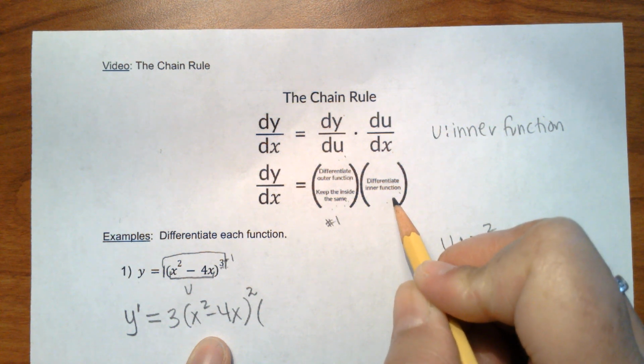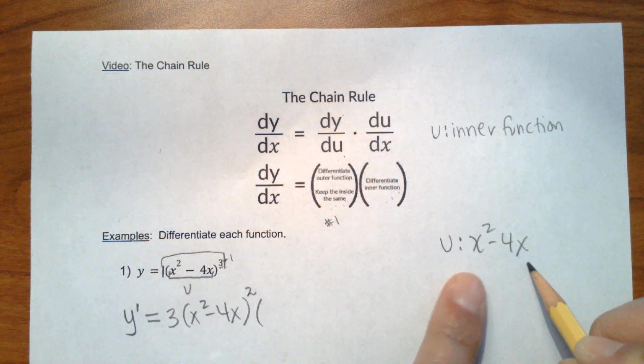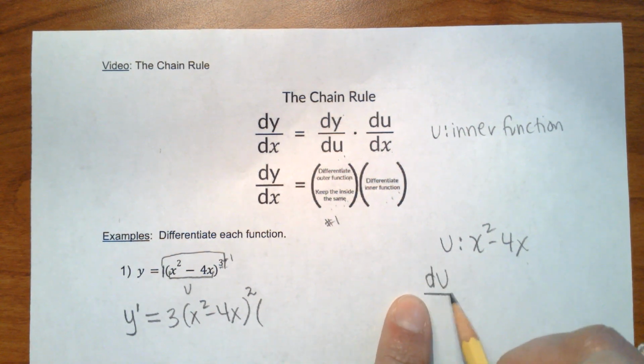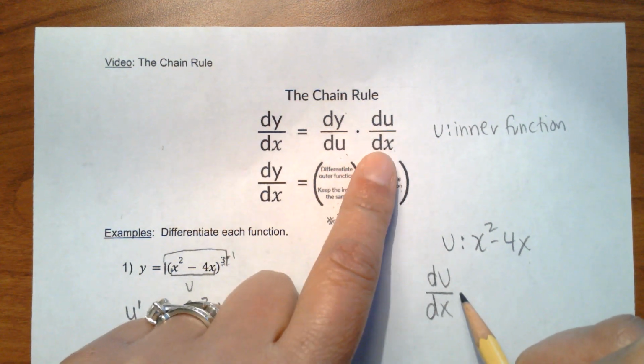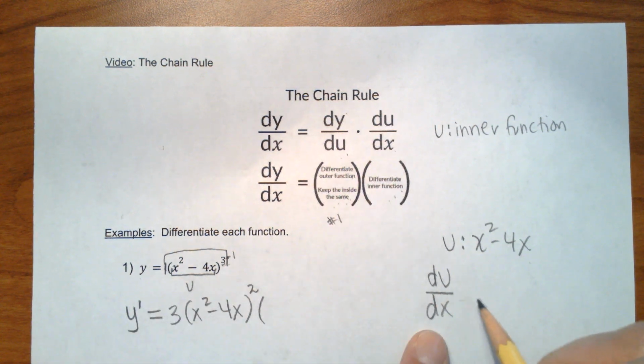differentiation of the inside part. So here's our inside part. All I did was I just pulled it out. So we need to find that du over dx. That's this part right here. So we've done the outside part. Now we have to do the inside part.